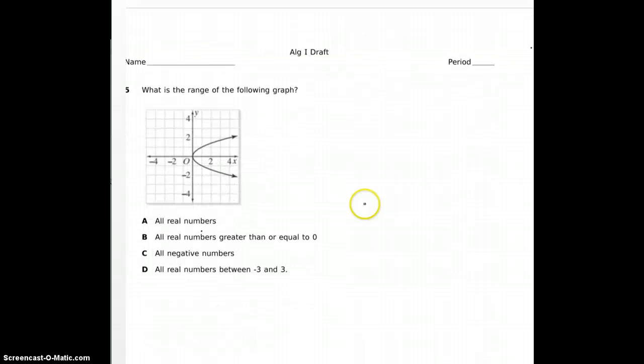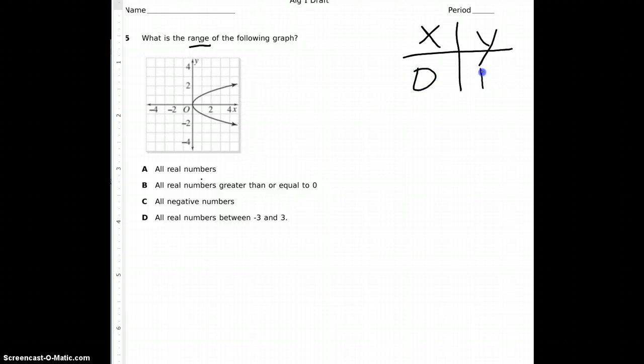Number 5. What is the range of the following graph? I'm looking at range, and if I think back to what we talked about in class, x and y went to the doctor. When I look at range, I'm looking at the y values, which means I'm looking at my y-axis, which goes up and down.